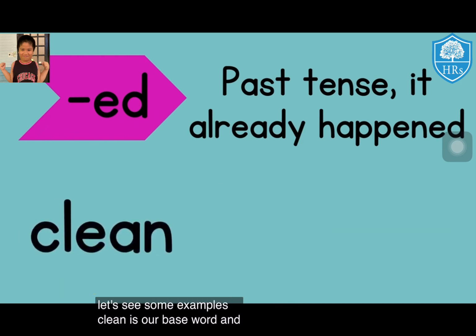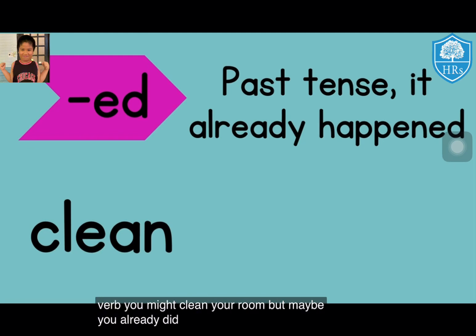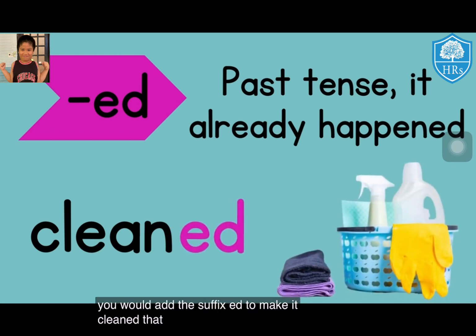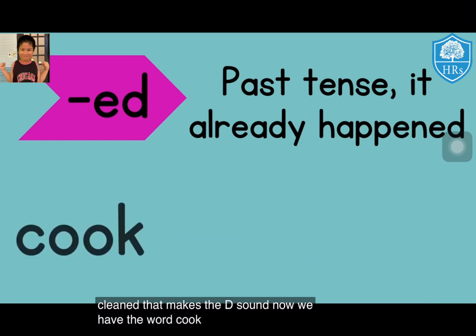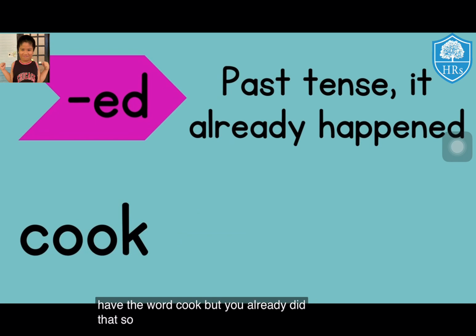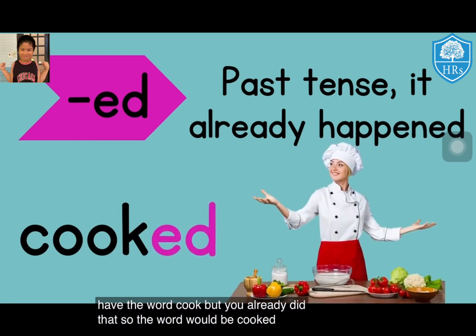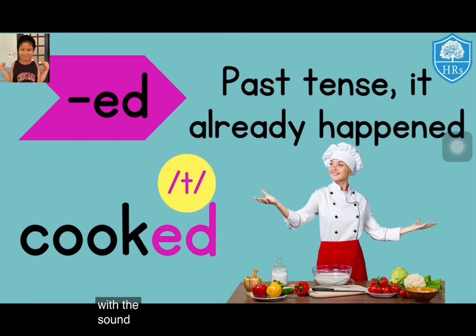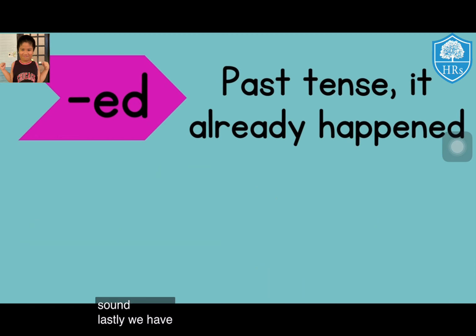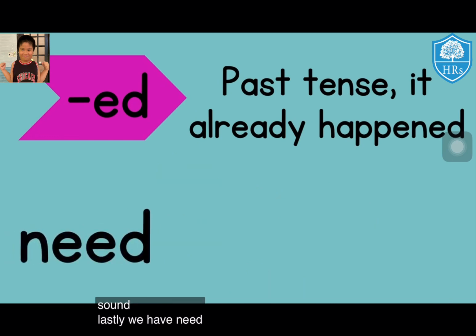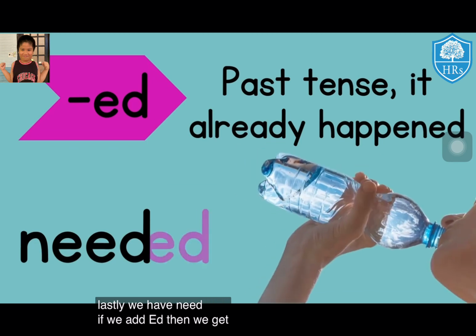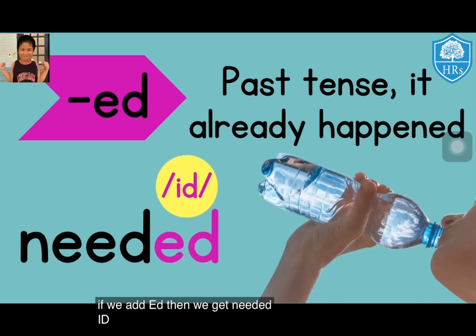Clean is our base word, and it can be a verb. You might clean your room, but maybe you already did it. It's past tense. Then you would add the suffix ed to make it cleaned. That makes the d sound. Now we have the word cook, but you already did that, so the word would be cooked. The t sound. Lastly, we have need. If we add ed, then we get needed.